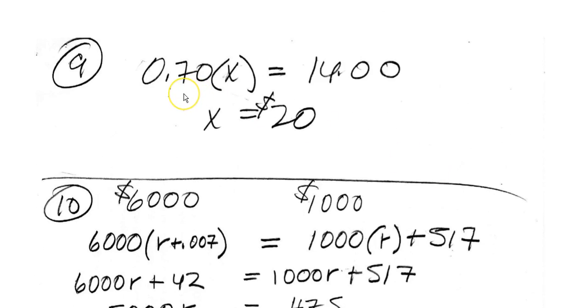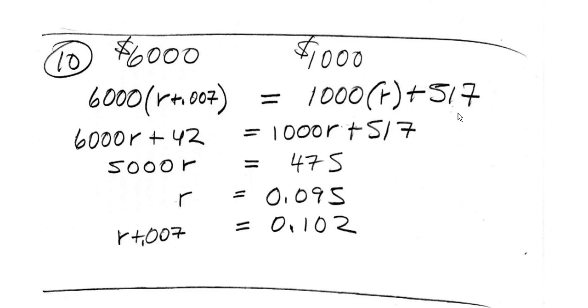Here you're purchasing something with a 30% discount, and that costs at the cash register $14. Well, if you get a 30% discount, then you're paying 70% of that original price. So there's your basic equation. Divide both sides by 0.70, you get x is $20.